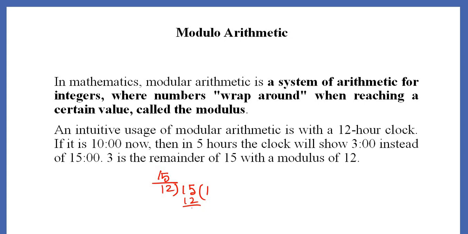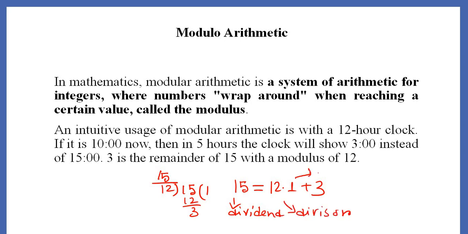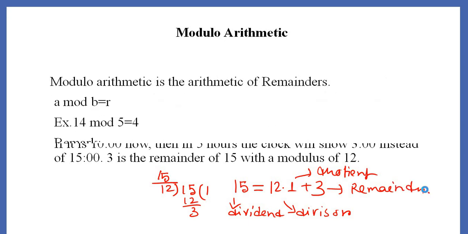If we write it in division algorithm form, we get 15 equal to 12 into 1 plus 3, where 15 is the dividend, 12 is the divisor, 1 is the quotient, and 3 is the remainder. I hope you all have understood.